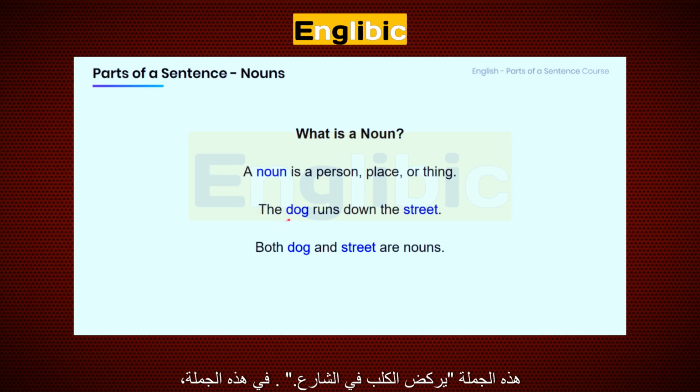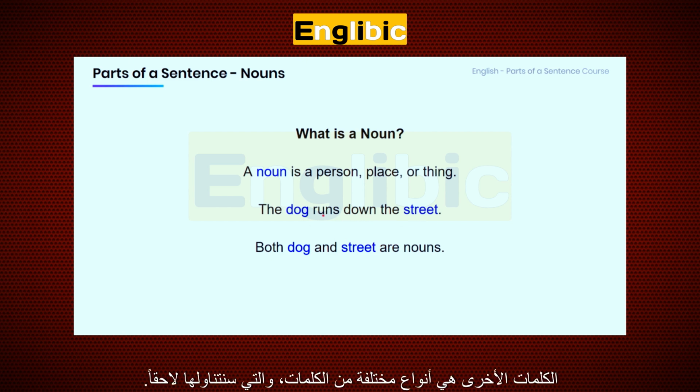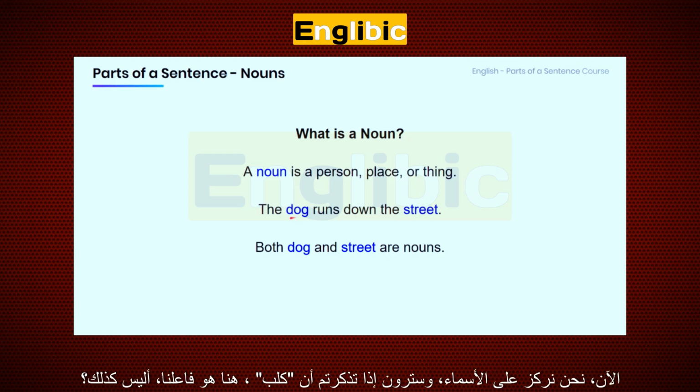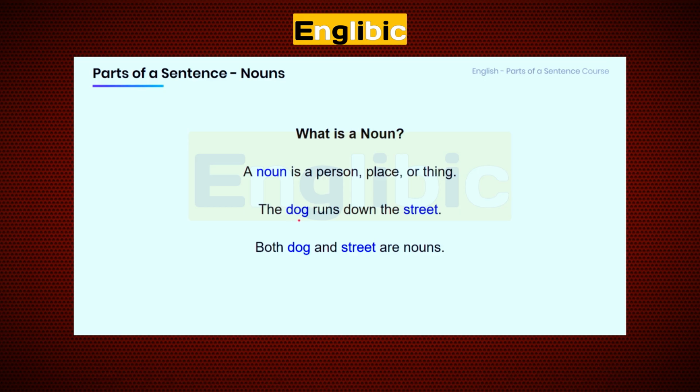So if we have this sentence, the dog runs down the street, in this sentence, we have two nouns, dog and street. The other words are different types of words, which we will cover later. Right now we're focusing on nouns. Okay? And you'll see, if you remember, dog here is our subject, right? And street is in our predicate. Street is the object. So subject and object are nouns. Again, dog and street, these are nouns.